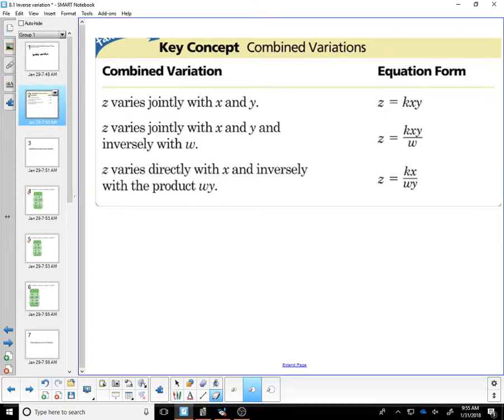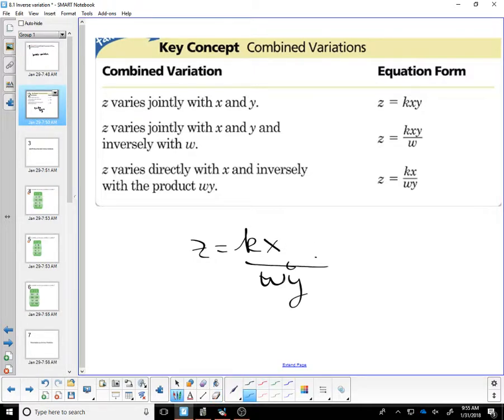Let me put up the next example. This says z equals kxy over w. So we introduced a variable. Z still varies directly or jointly to xy, but it varies inversely with w. Looking at the last one, they take this w, they throw it down here. In this example, z varies jointly or directly to x, but inversely with w and with y. Make sense?